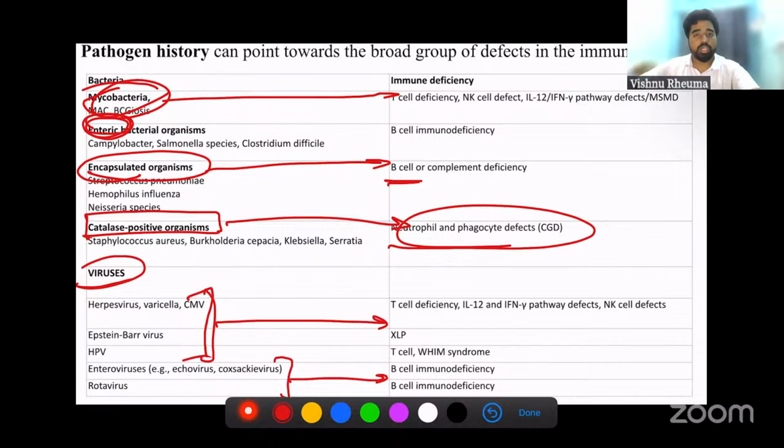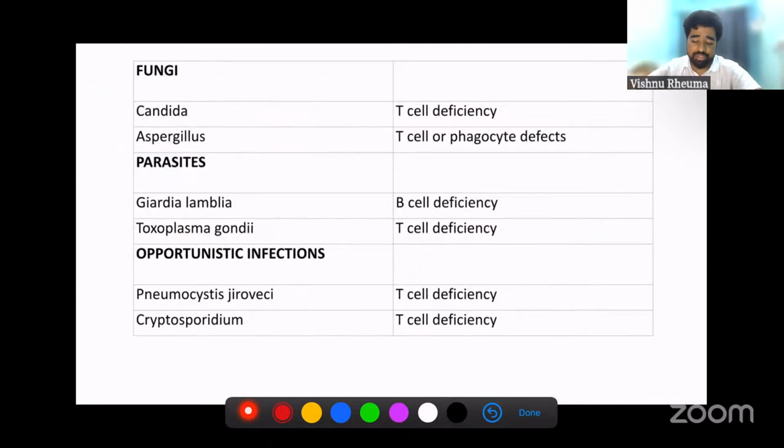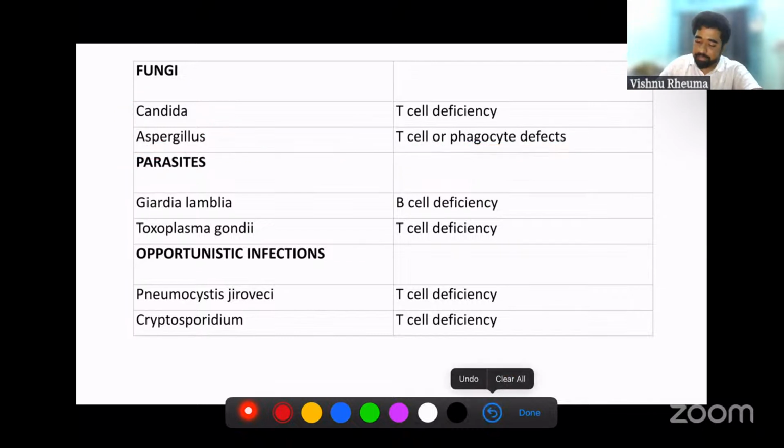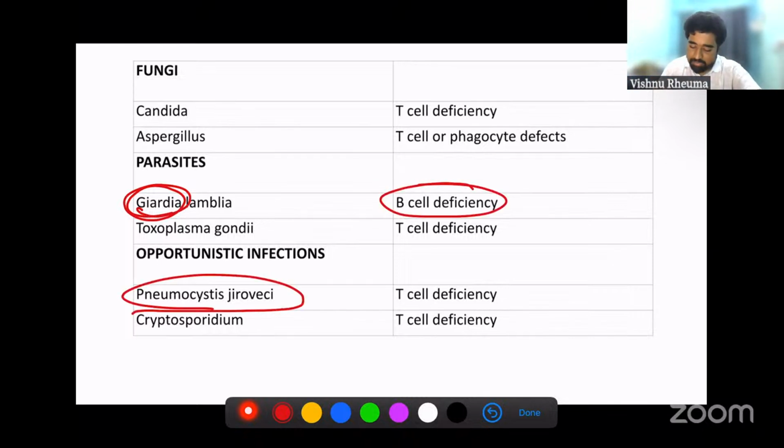So these are your various histories with respect to the pathogen which has been found that can give you a clue about what PID we are talking about. Fungi, again, if it is Aspergillus, why is it phagocyte? Because this is catalase positive. So catalase positive organisms will infect in your phagocytic defects. Then parasites, again, B cell, Giardia, Toxoplasma, T cell. Mainly more than Toxoplasma, etc. Giardia, always remember, humoral immunity is killing Giardia. So whenever humoral defect, B cell defect is there, Giardia will increase. PCP, Cryptosporidium, needless to say, it will be more in T cell.